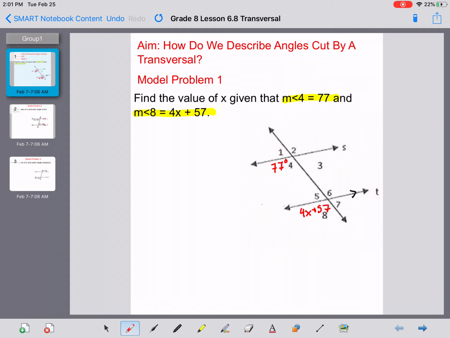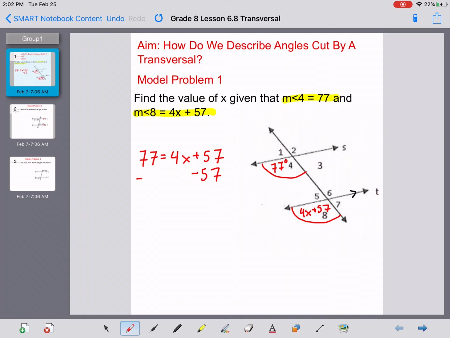Now, I need to see what type of angles I have. Angle 4 and angle 8 are both in the lower left of my diagram. So I know that those are corresponding angles. And corresponding angles are equal. So I have 77 equals 4x plus 57.